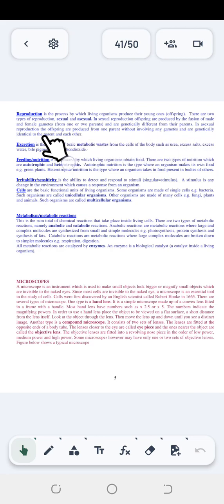In asexual reproduction, the offsprings are produced from one parent without involving any gametes and are generally identical to the parent and each other. So it is like cloning. Cloning from the same one, so it is identical, almost the same. Now let's proceed and look at excretion.